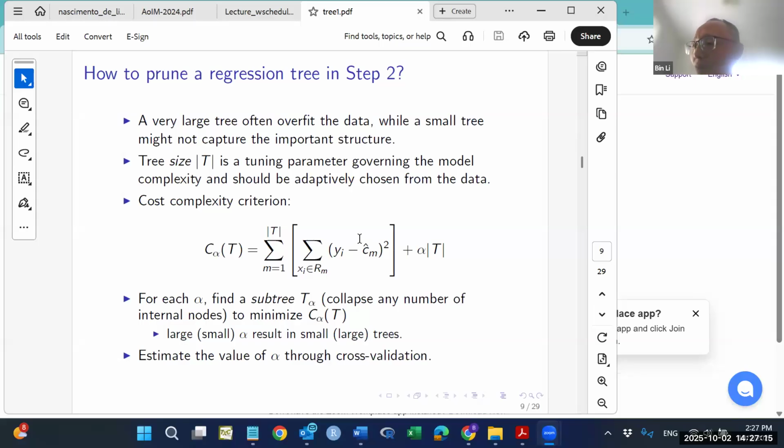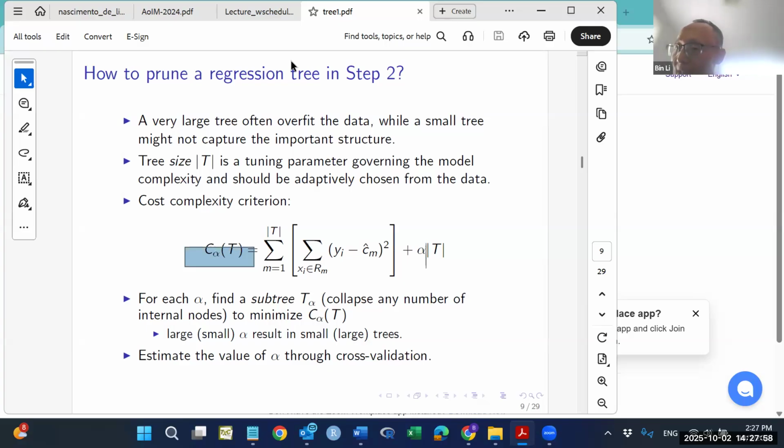Then which tree should we use? For each alpha, if you give me an alpha, of course I can find a tree that minimizes the cost complexity criterion. If I have a sequence of trees and you tell me alpha is, let's say, 1, then that's fine. For each tree, I can find its overall SSE. And for each tree, we have a tree size, and we can calculate the C alpha T, the cost complexity criterion for each tree. And we choose the one that gives us the smallest value of C alpha T. And that's the optimal tree.